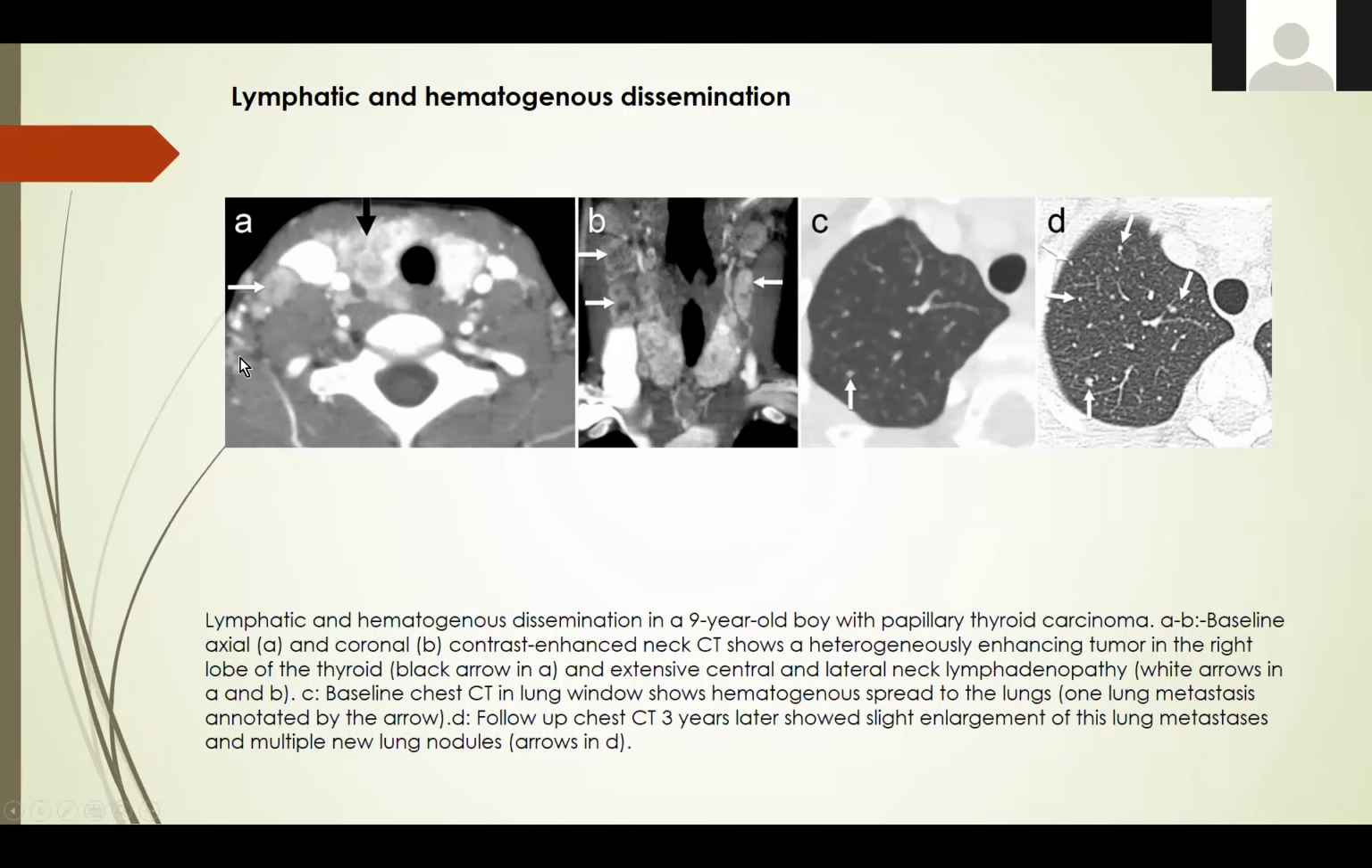What happens after that is that all these lymph nodes finally drain into the thoracic duct or right lymphatic duct, and then ultimately they give rise to the lung metastasis. So this patient had lung metastasis.